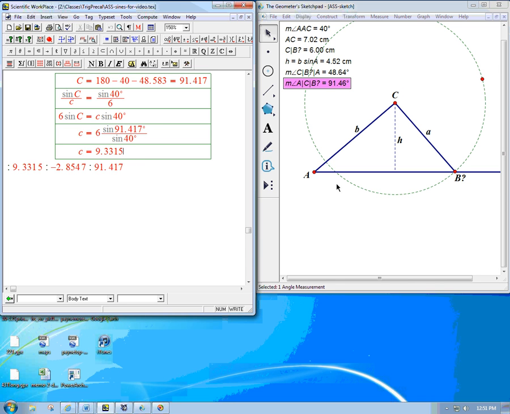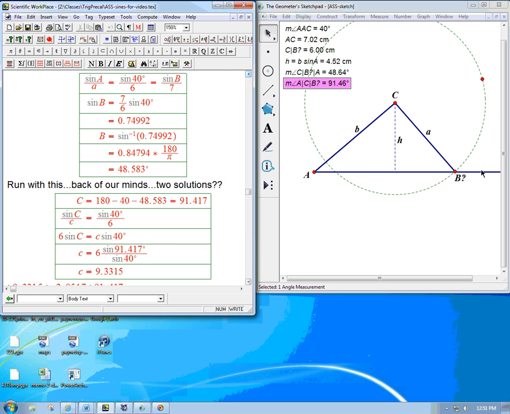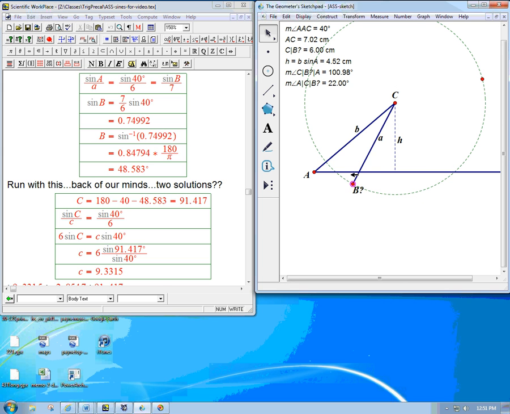Okay, does that look reasonable? Well, if this is 7, this is 6. Yeah, it looks like this is about 9 and change, something like that. Okay, so we've got one version of the triangle solved. This version. But how on earth do we get the other version? We know it's supposed to be there.